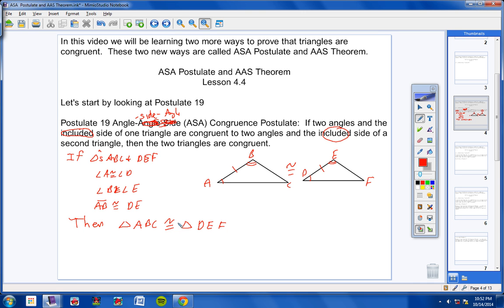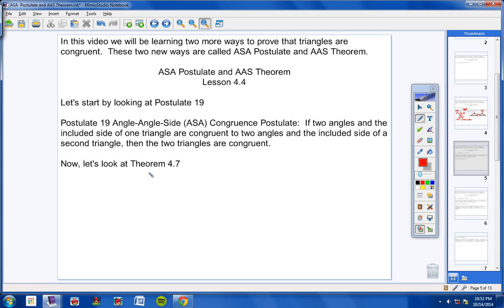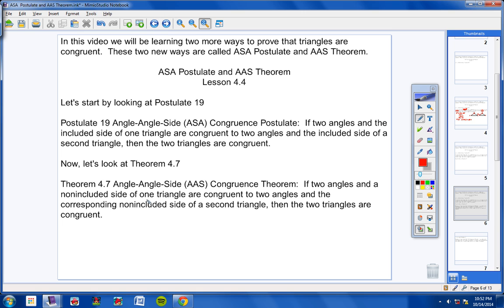Okay, I'll pause a second while you go ahead and get caught up in your notes here, then we're going to move on. Okay, now let's go ahead and continue on. Here we go. Now, let's take a look at Theorem 4.7, okay? Theorem 4.7 reads, angle, angle, side congruence theorem, AAS.